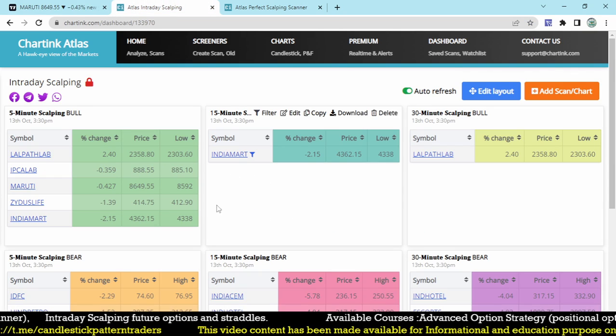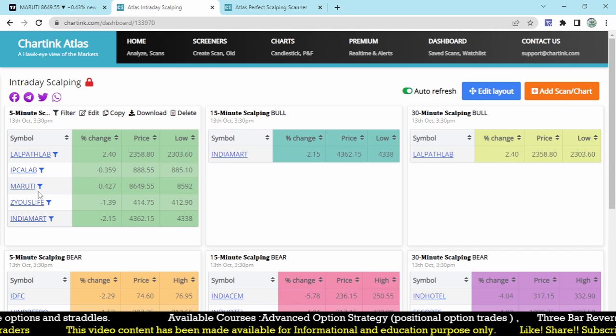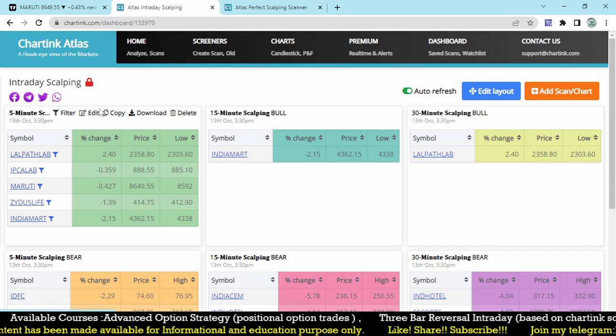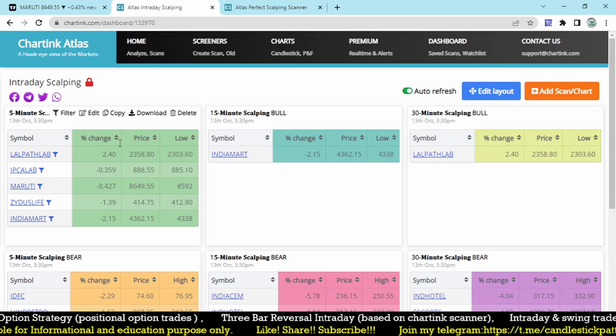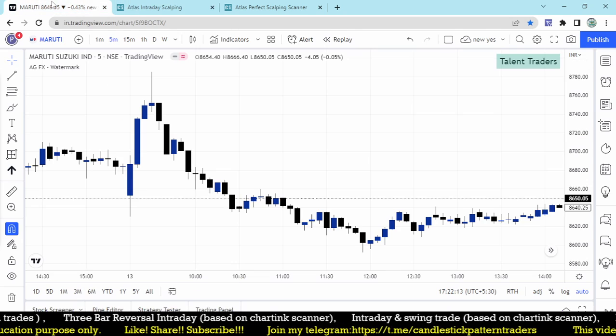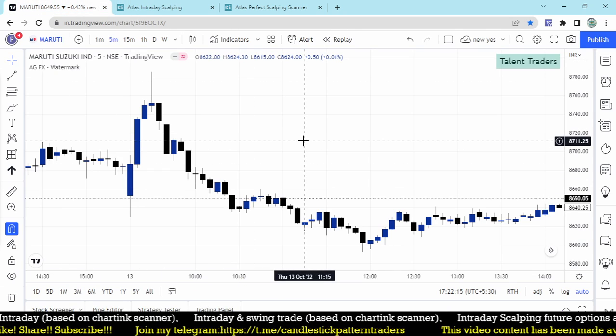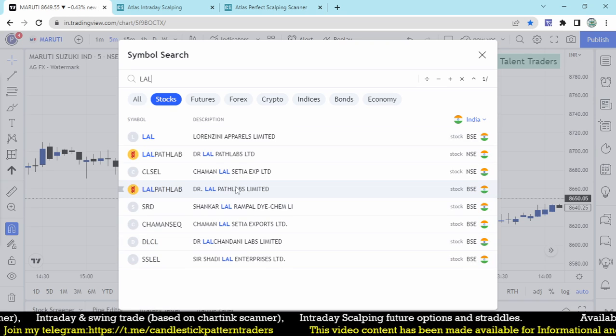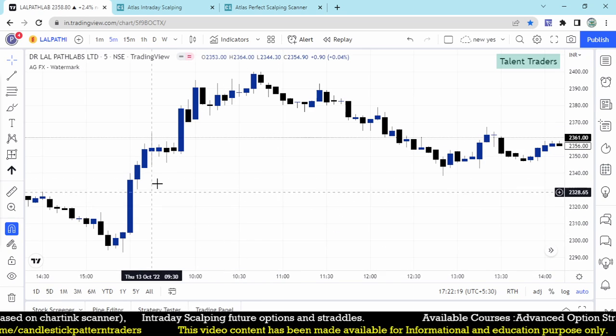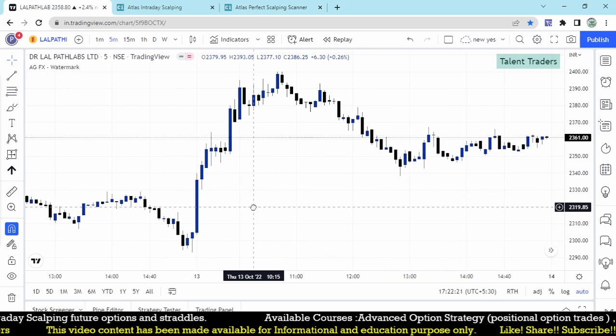So this is the dashboard. Today we see Maruti, IPCA and Lal Path Lab. Only Lal Path Lab can give you a good result on the trend side. So let me go to Lal Path Lab, where we are focusing on a trade on the long side.